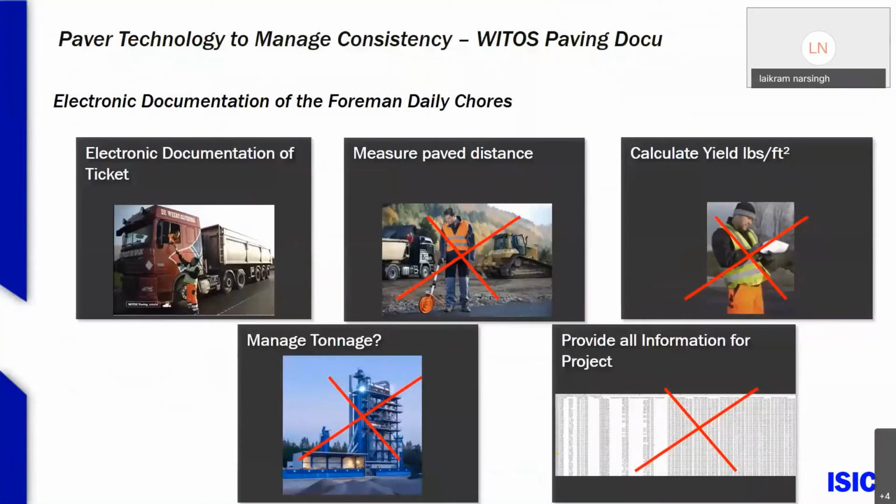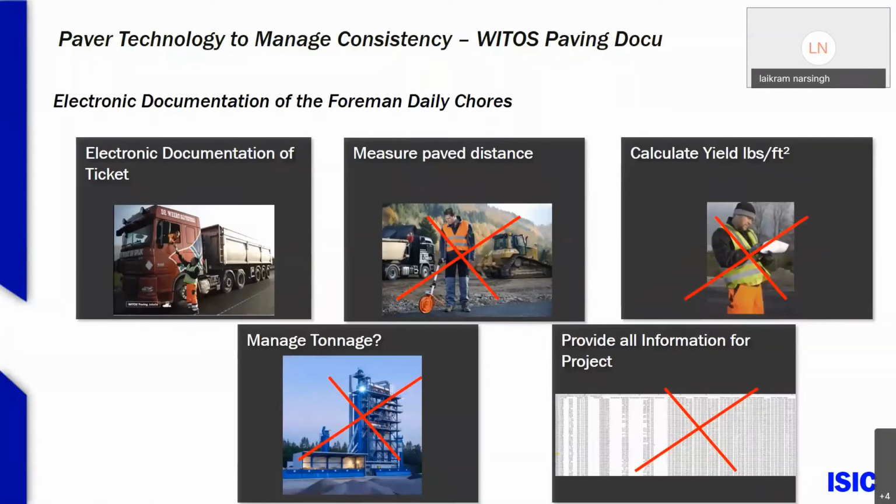So what does that do for the foreman? It provides him electronic documentation, makes his life easier during the day. So electronic documentation of the ticket, you don't have to carry a roller anymore to measure his distance. It's all done with the paver. His yield is already done with the paver. His material is also being managed. And of course, all the information will be provided to him and anyone else at the end of the day.